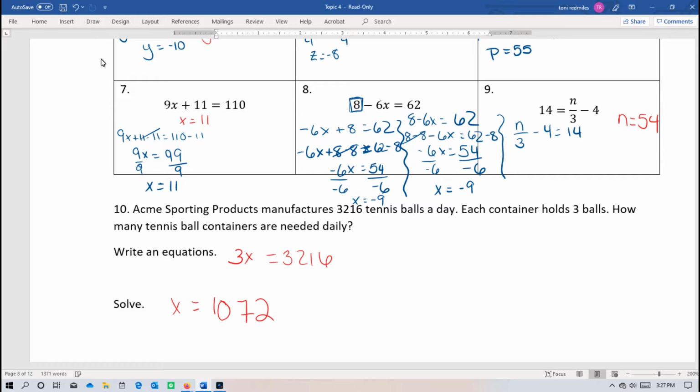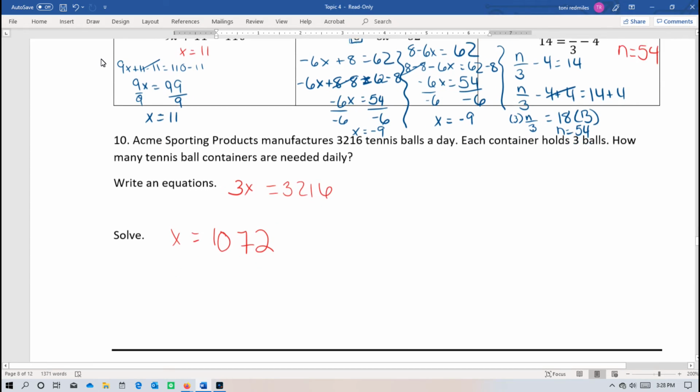I'm going to, okay? So the 4 is being subtracted, so I am going to go ahead and add it to both sides. That goes to 0. The 3 is dividing n, so I'm going to multiply on both sides to undo it. 18 times 3 is 54.